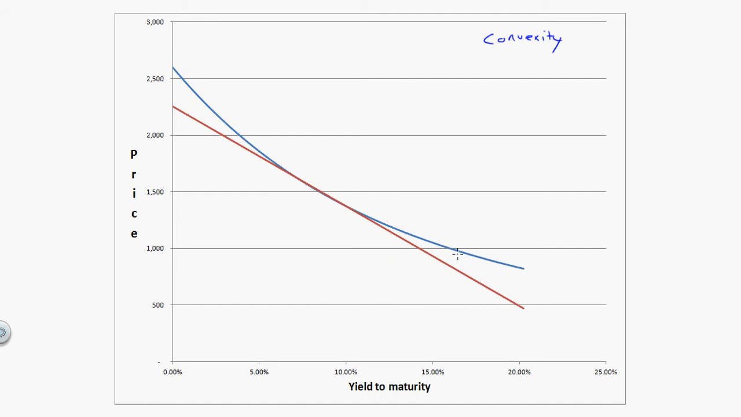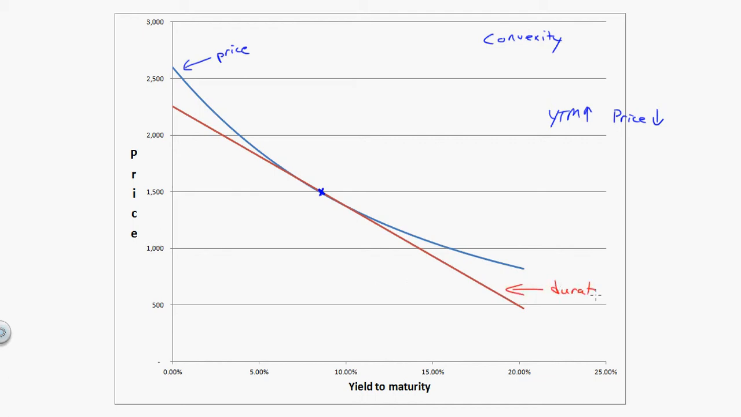So let me explain the picture, and I think you'll be able to see it pretty easily. The blue line is what I'll call the price function. So the current yield to maturity and the price are right about here. If yields go up, what happens to prices? If yields go up, then prices go down, right? And the reverse is true. If yields go down, prices go up. And that exact price will follow the blue line there. The red line is the duration approximation.